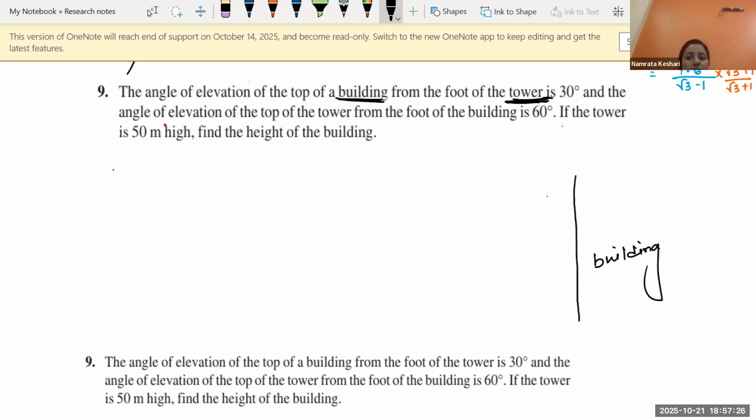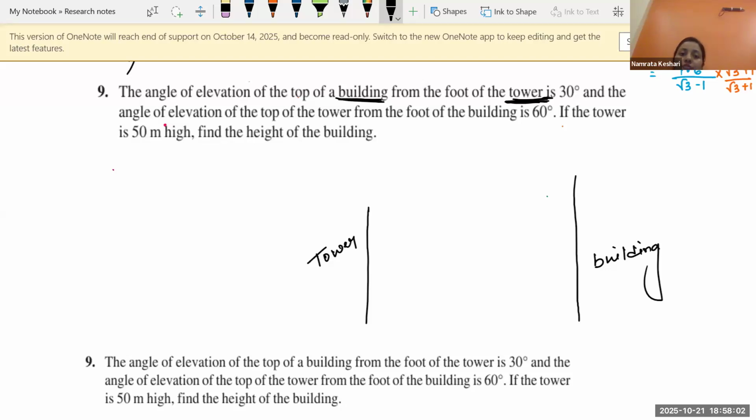So let's read it carefully. The angle of elevation of the top of a building from the top of a tower is 30 degree, and the angle of elevation of the top of the tower from the foot of the building is this one. No clarity is given, that means the tower and building both are separate. So I am drawing a tower. Next thing, which one is taller? Which one's height is more than the other one? Again, when you read the question, no clarity is given whether the building is taller or the tower is taller, right?